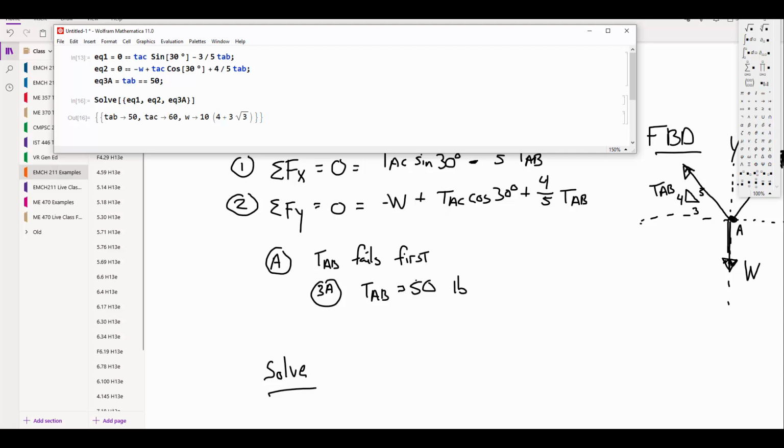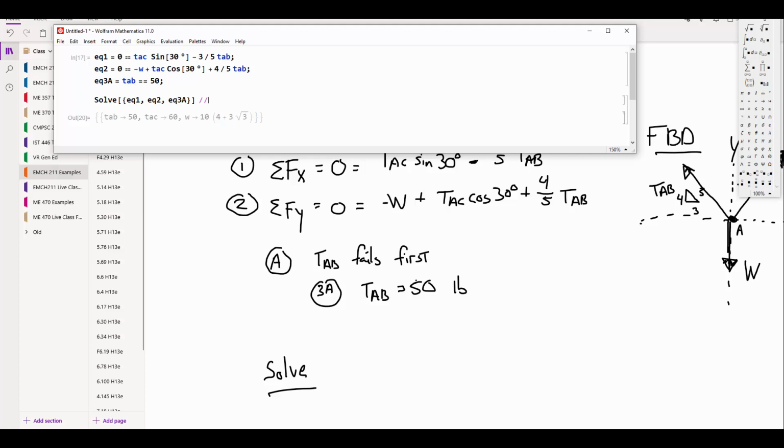So the TAC, TAB, and W are all lowercase at this point. Now I'm going to put those into memory, and now I'm going to tell it to solve those 3 equations. Under scenario A, we see that it says TAB is 50. Well, that has to be true because that was 3A. It solved for TAC and it solved for W. Now notice I tried to do W exactly here, so it has these radicals.